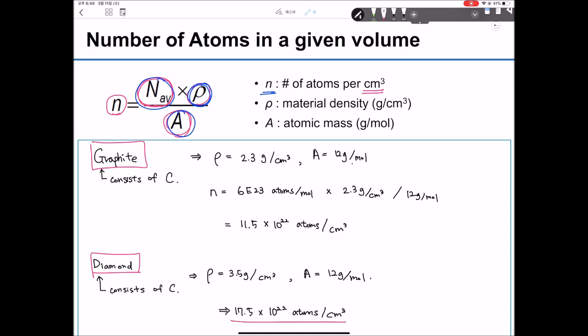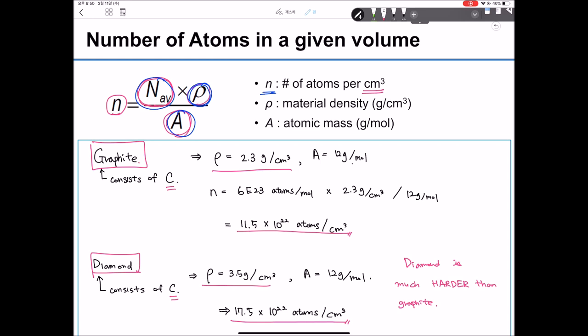So from this, we can find out that diamond has more atoms per given volume than graphite. And diamond is much harder than graphite, right? So we can see that even though these two materials are made of the same element, which is carbon, depending on how many atoms are packaged in a given volume, they show different properties. Their densities are different, right?